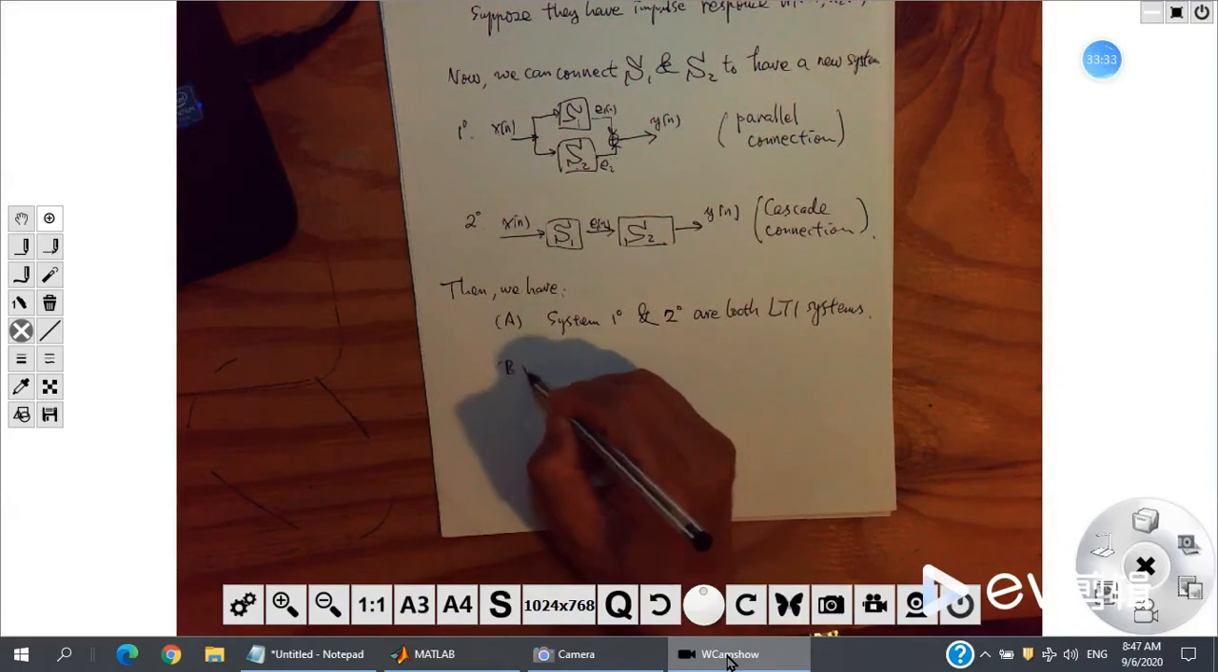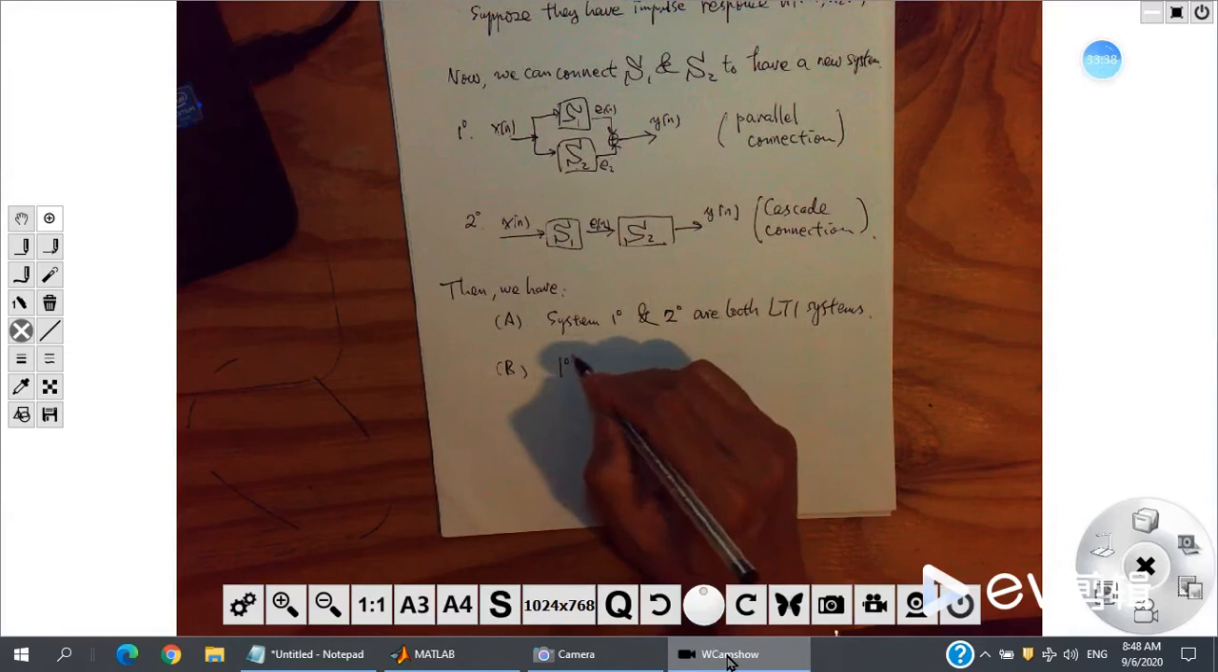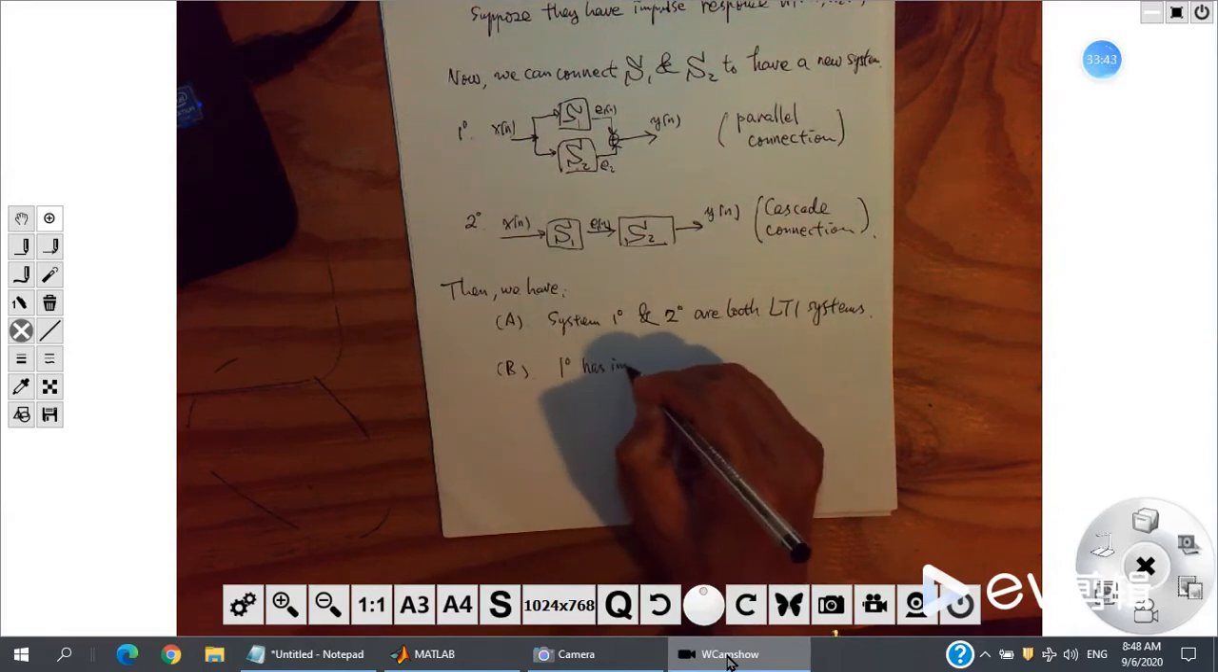B, one. Yeah, this is a system, right? This system. What is the impulse response of it? So one has impulse response.